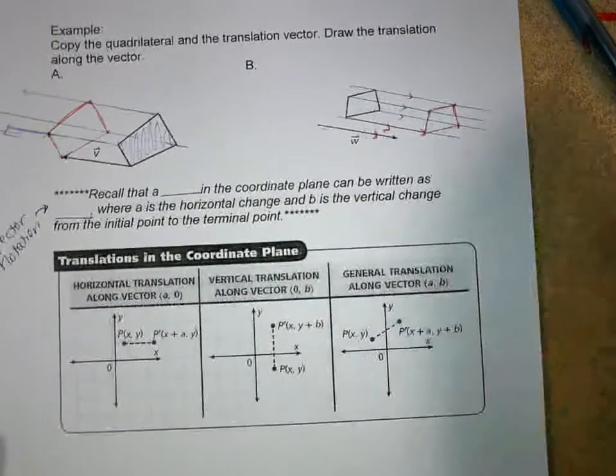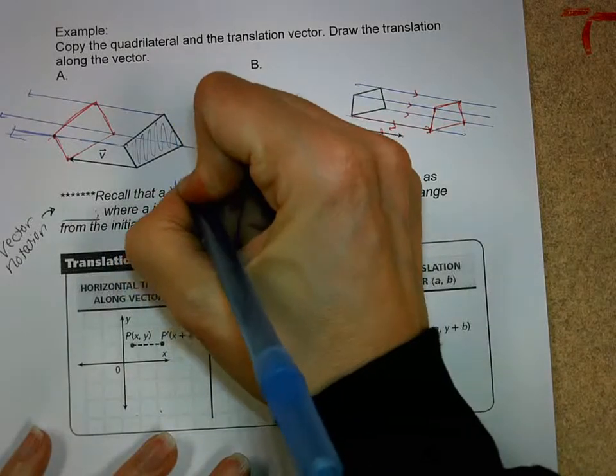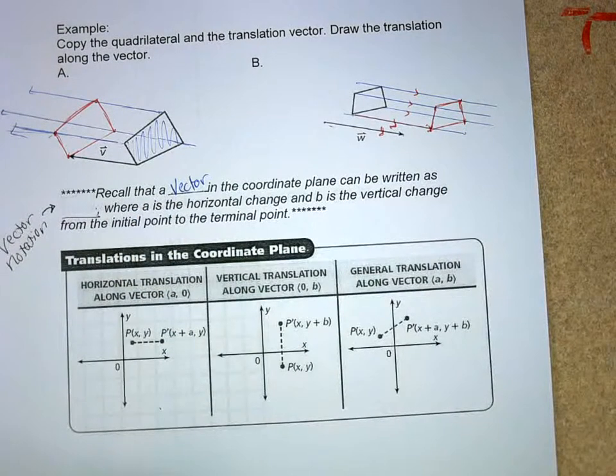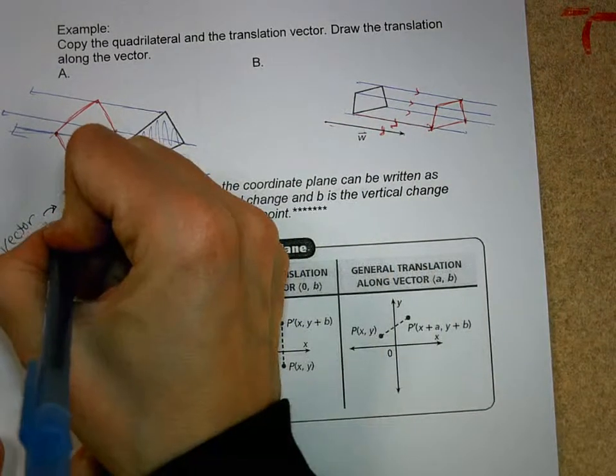Okay, so a few things you need to remember from physics. Hopefully they taught you this. If not, go along with it. It's very easy to catch on. Recall that a vector, so that is in a coordinate plane, can be written kind of almost like an ordered pair in a sense, except notice this is vector notation.